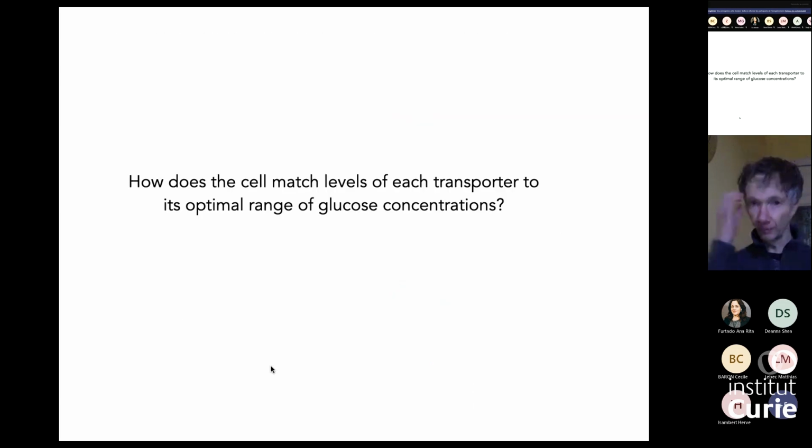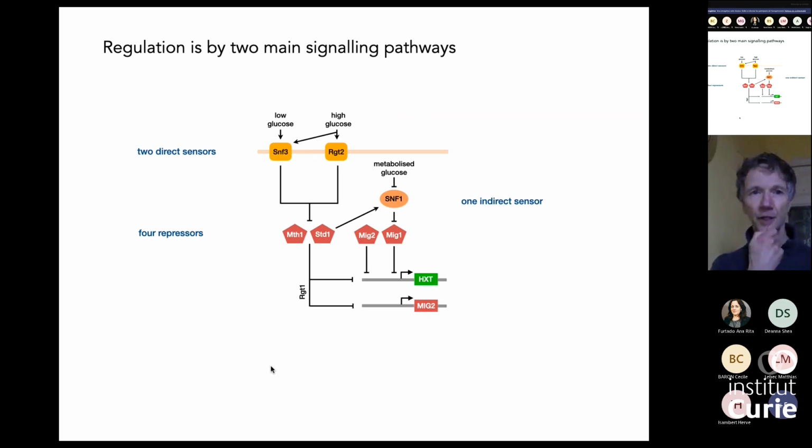Okay, so that's the reason why we think there are so many of these transporters. But then the cell has the problem that it needs to match the particular transporter that's optimum to the current concentration of glucose. So how does it do that? How does it solve that problem?